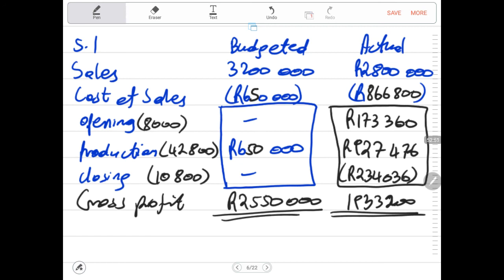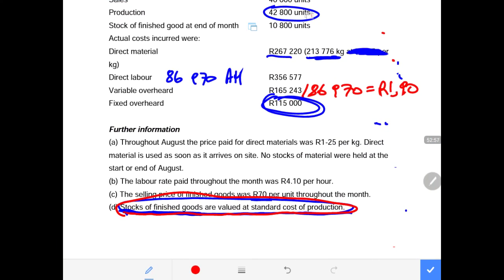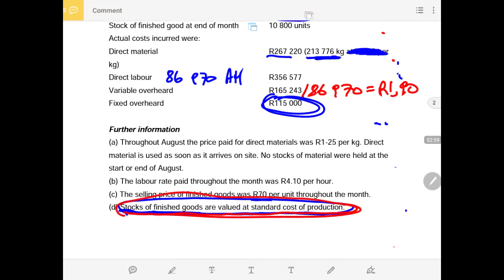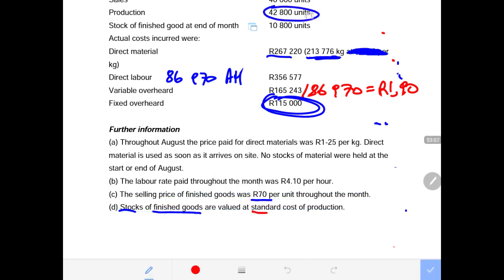So guys, this is very important. Remember, in the case where they don't tell you the sentence, or maybe where the sentence is not given to you, then you just need to take your actual cost as your actual income statement, unless it is based on standard cost of production. So in this case, then now we need to account for it in this manner.